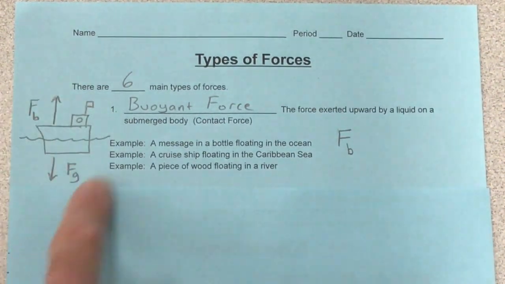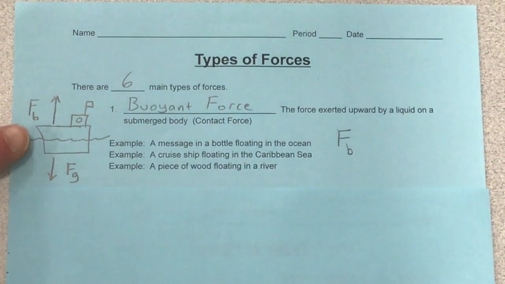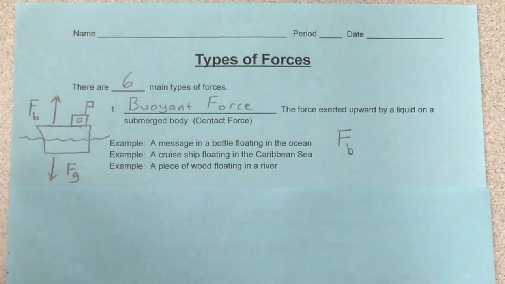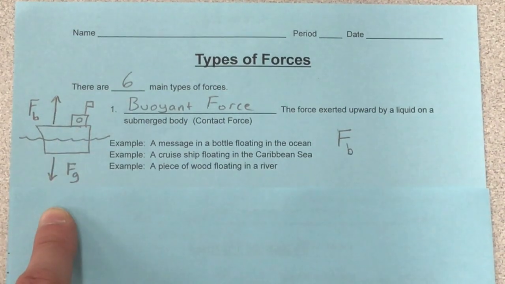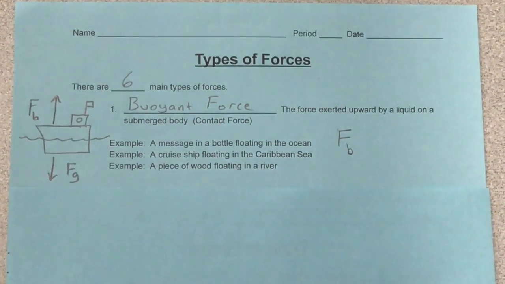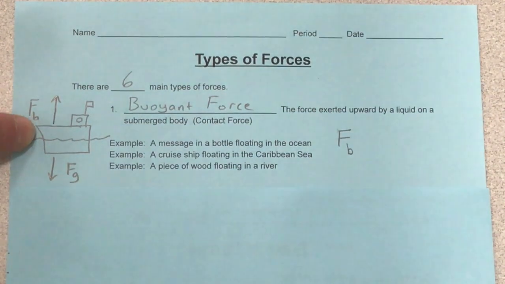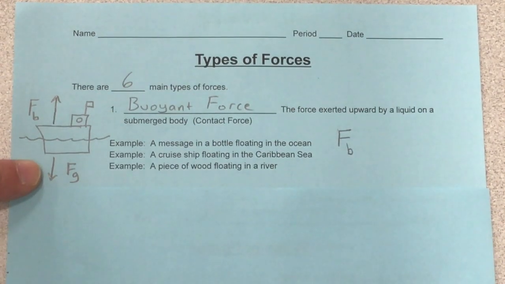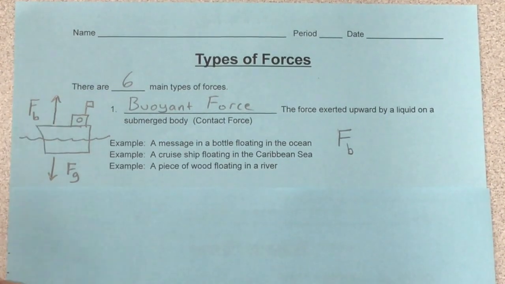And then here's an example of buoyant force. With this boat floating in the water, the buoyant force is pointing up, and the force of gravity is pulling that boat down. If the buoyant force is greater than the force of gravity, then the boat floats. If the force of gravity is greater than the buoyant force, the boat sinks.